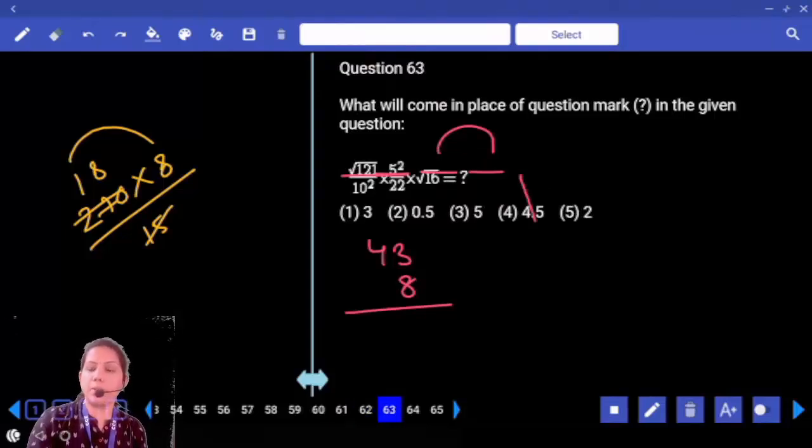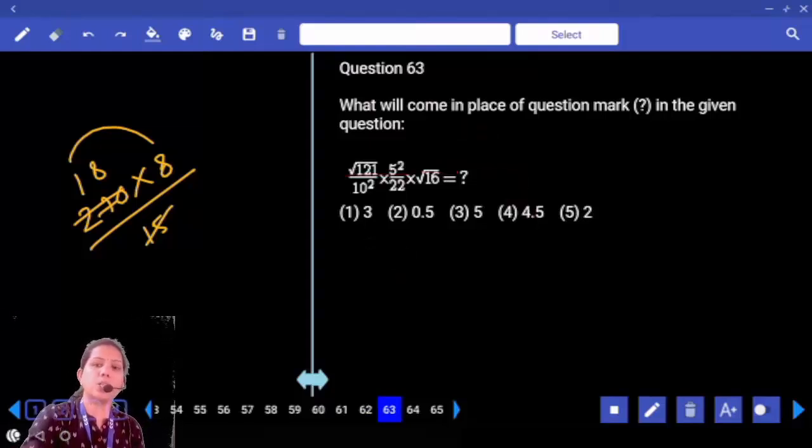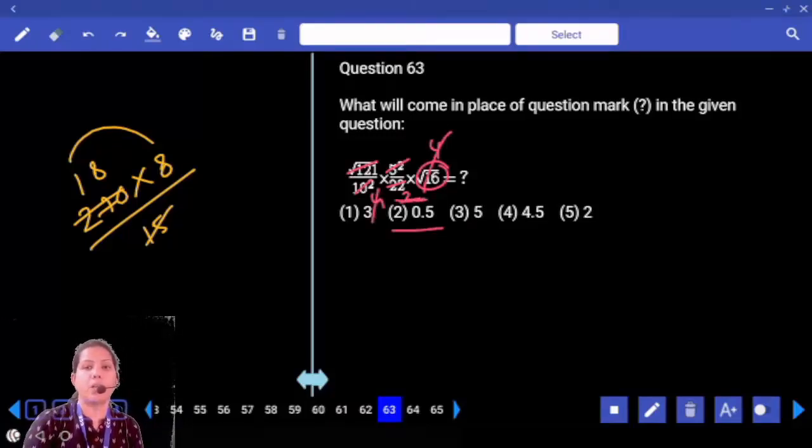Next 63. Question number 63. What is square root of 121? 11 exactly 2 times. What is 5 square means? 10 square exactly 4 times. What is square root of 16? I mean square root of 16 and 4 cancel. 1 by 2 means 0.5. 1 by 2 means 0.5, second option.